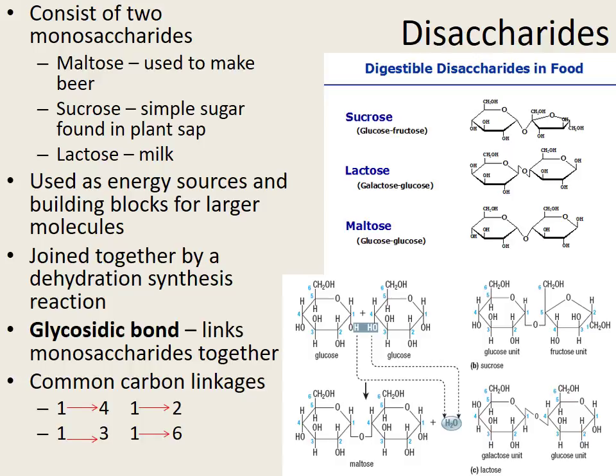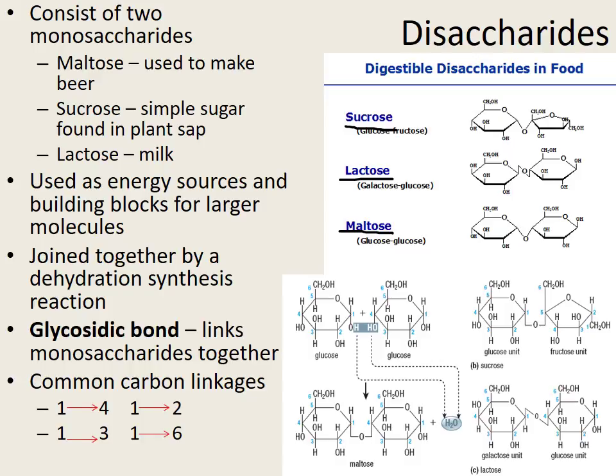Now disaccharides, obviously, they're naturally occurring as well. Some examples here are sucrose, lactose, and maltose. Notice the makeup of each of these disaccharides. They're made up of 2 monosaccharide units: glucose and fructose, galactose and glucose, and glucose and glucose.